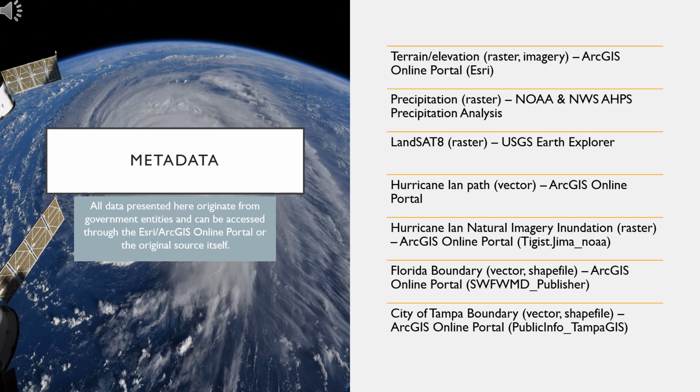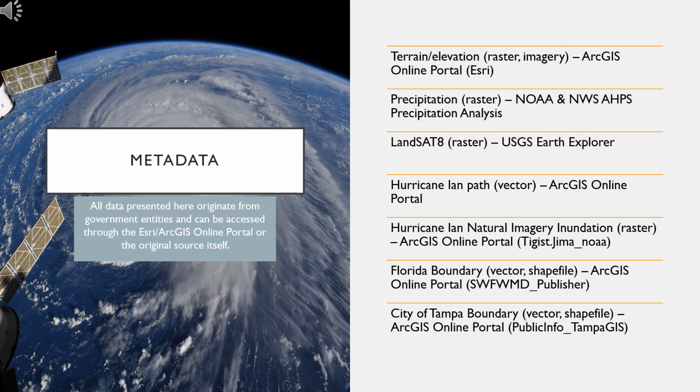Virtually all of the data used for this project originally came from government entities at the federal, state, regional, and local levels and can be accessed either through the ESRI ArcGIS online portal or the original source itself. For example, I needed elevation data to create a storm surge layer and chose ESRI's terrain imagery layer as the basis for my analysis. This was to ensure validity of the data and reduce the margin of error. Precipitation data for Hurricane Ian's landfall on September 28, 2022 was sourced directly from NOAA and the National Weather Service's joint AHPS Precipitation Analysis Portal.